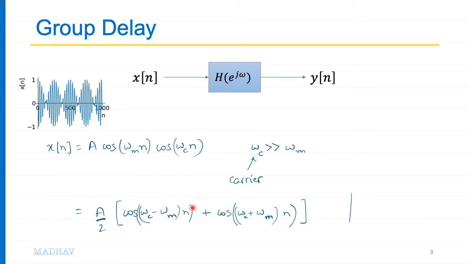But let's take a moment to see how this signal looks in the frequency domain. Okay, I have my X(e^{j omega}), plotted with respect to omega, and this is my omega c, which is here, and omega m is very, very small compared to omega c. There are peaks at omega c minus omega m, this gap is omega m, and then at omega c plus omega m, this gap is omega m. So these are the two peaks represented by this signal, right?